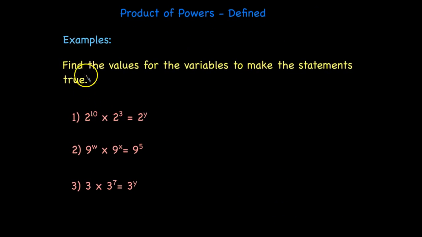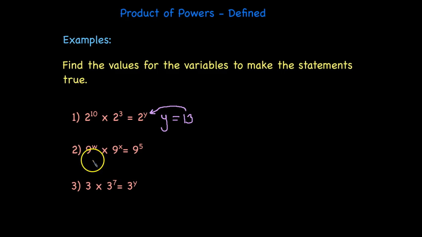Let's wrap up by trying a couple of quick examples. Let's find the values for the variables to make the statements true. Pause the video and see if you can answer these on your own. Let's look at the first one. 2 to the 10 times 2 to the third equals 2 to the y. What will y equal? Well, we just said common bases, add the exponents. So y will equal 13. If we put a 13 in here, this will be a true statement.